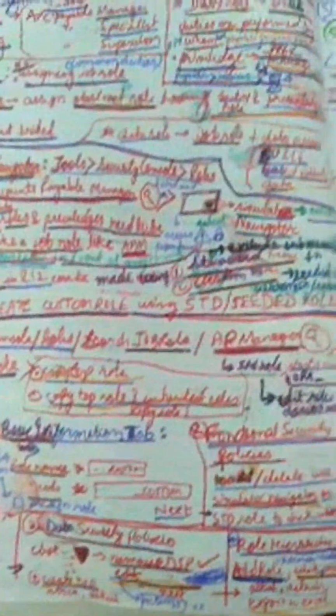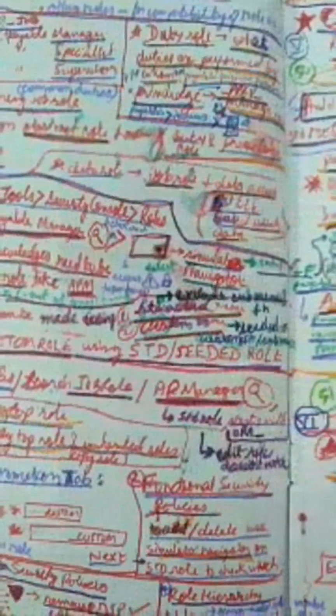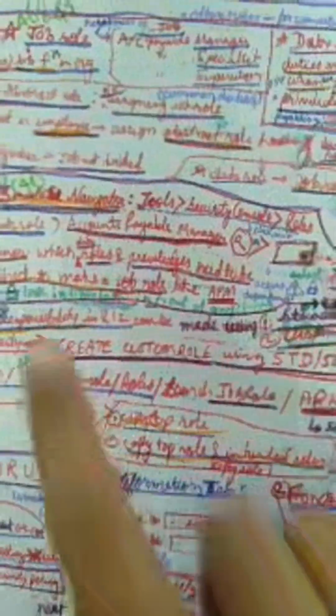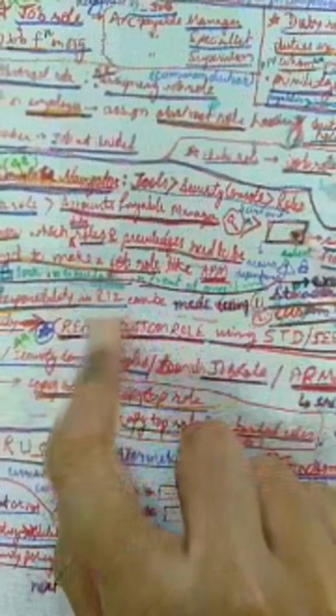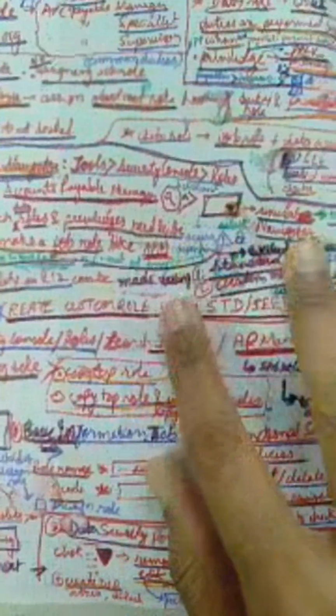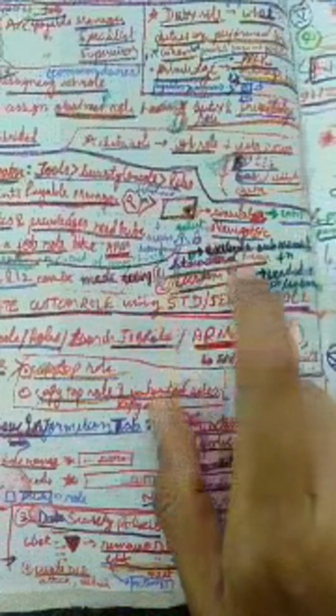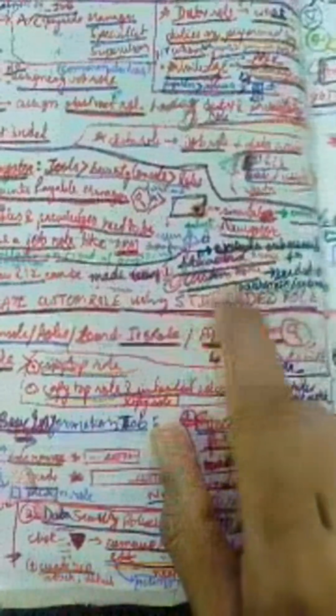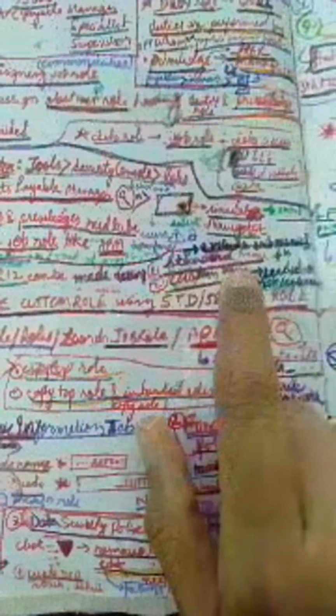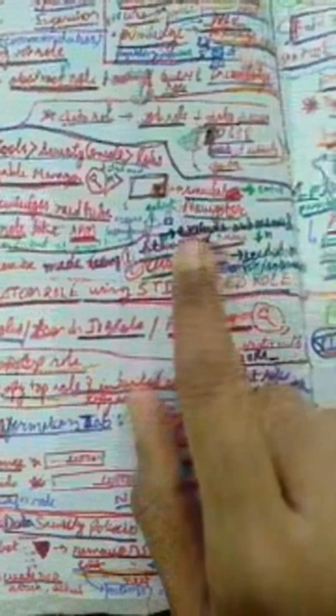Now the next topic is creating a custom role using a seeded or standard role. In R12, a role was basically like the data role, which was equivalent to a responsibility in R12. It could be made from two things. One was a seeded or standard menu, or it could be made from a custom menu. If it was a standard menu, the submenus and functions would be excluded.